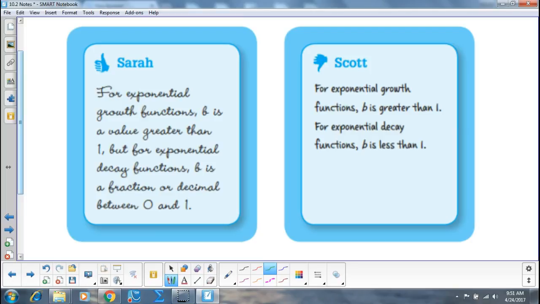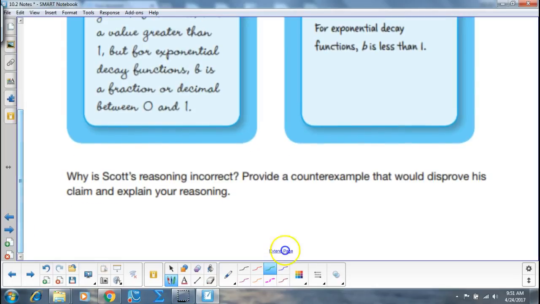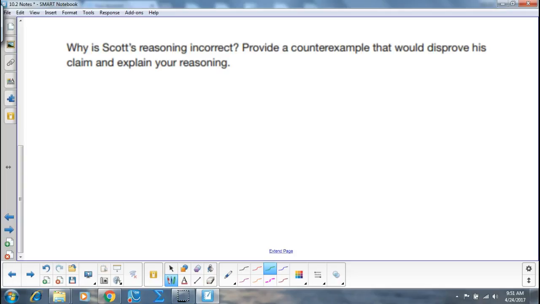So Jacob, why is Scott wrong? Because if you say it's less than 1, you could say it's negative, and it has to be between 0 and 1. Okay. What happens if it's negative? Give me a counter example with a negative b value. f of x equals, you just say negative 4 to the x power. Negative 4 to the x power.